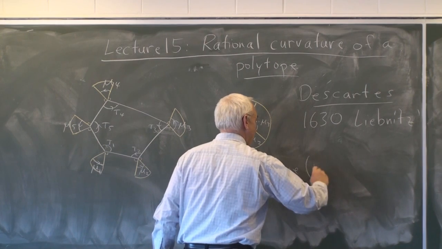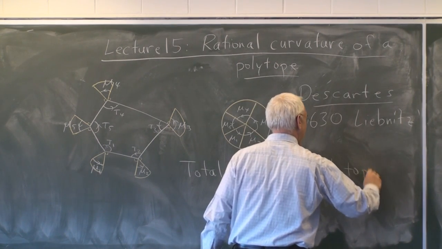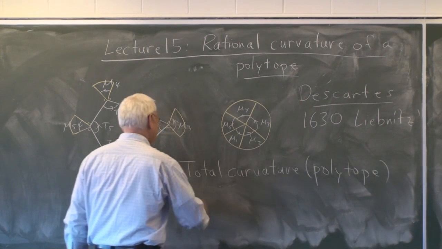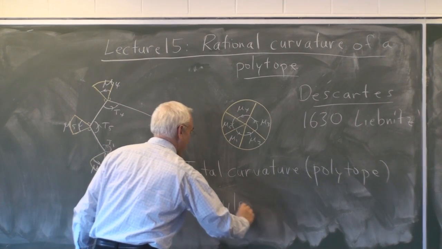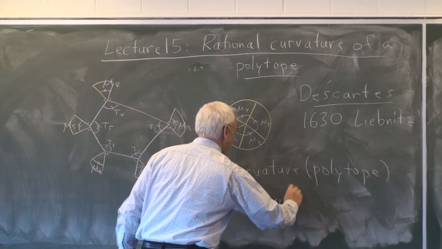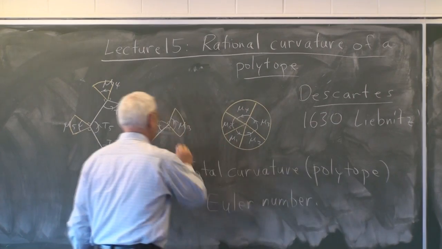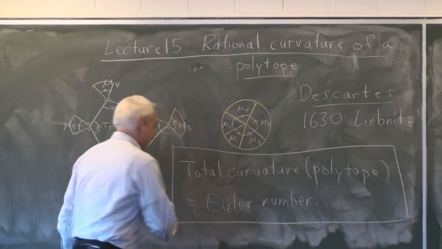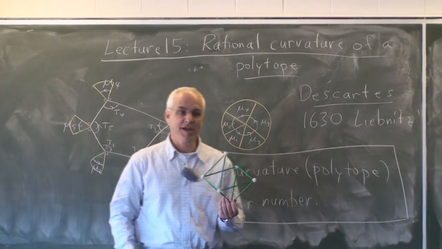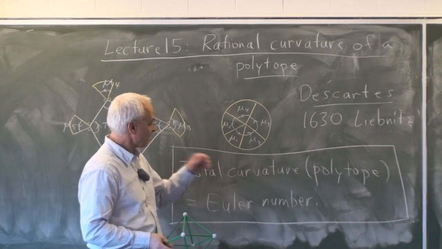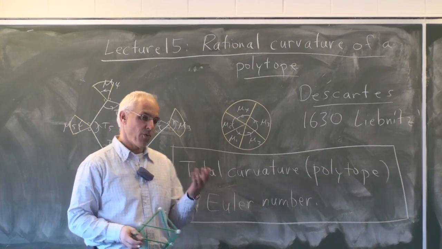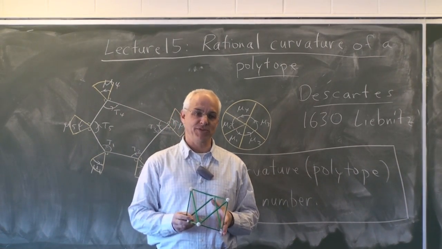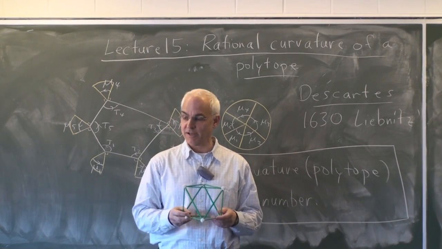of a polytope will equal the Euler number. And I say Euler number instead of 2 because we'll see that in fact the argument also works for non-convex polytopes too, or at least we can interpret it in that way.